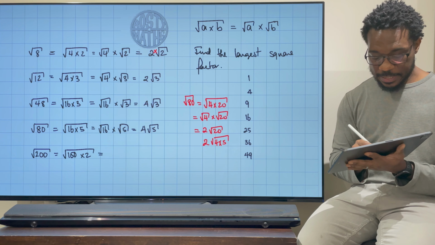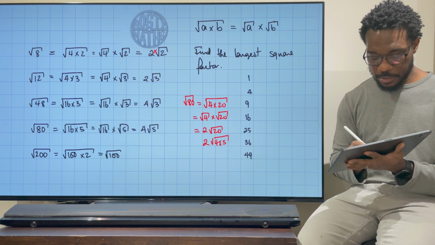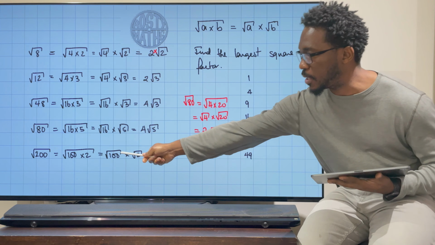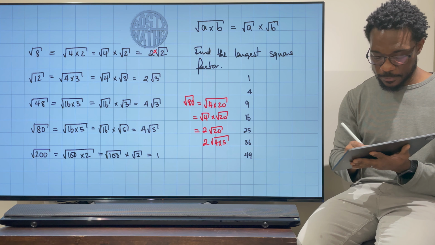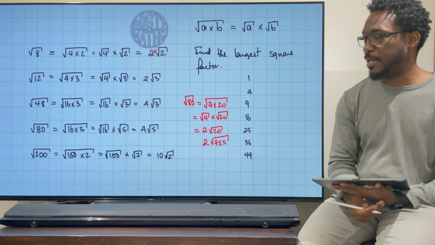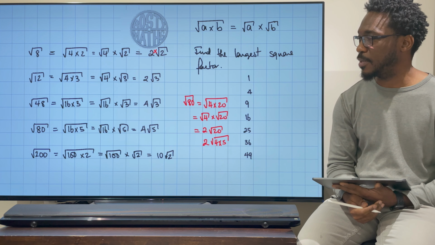Then I split that up, square root of 100 times square root of 2 there. And the square root of 100 is 10. And then we have root 2. And this is now finished. So 10 root 2.